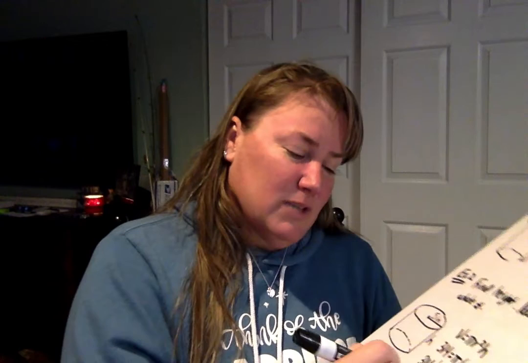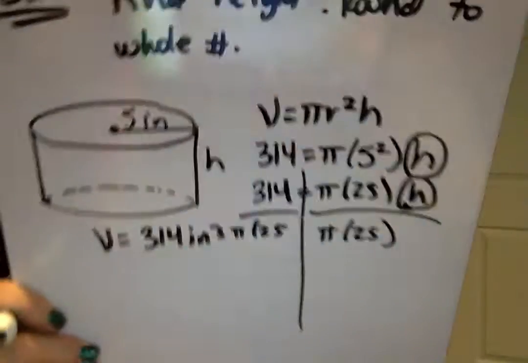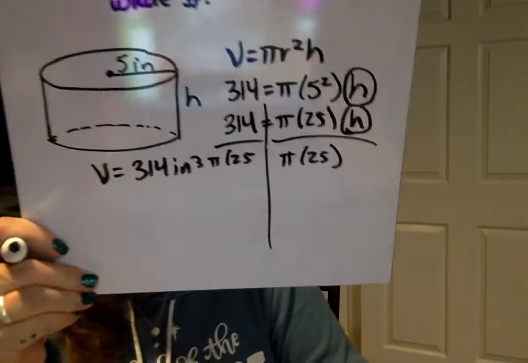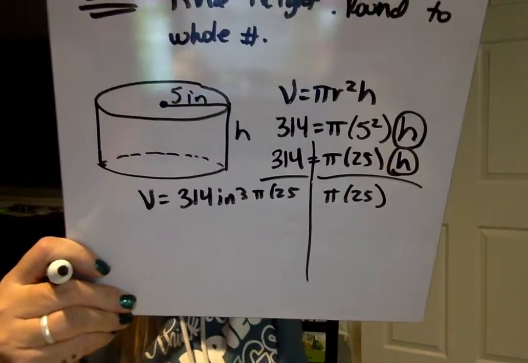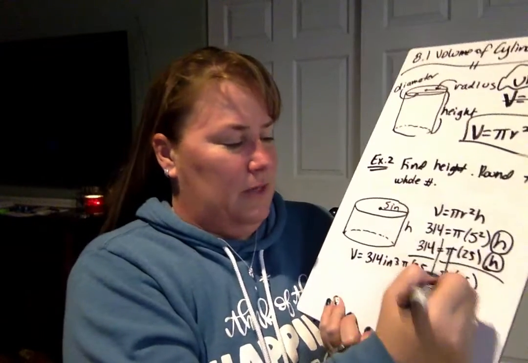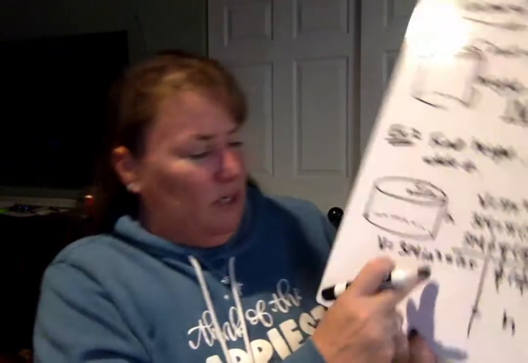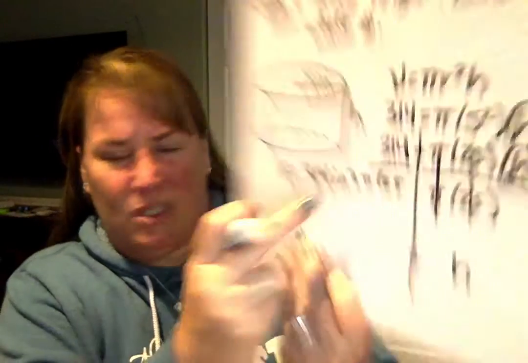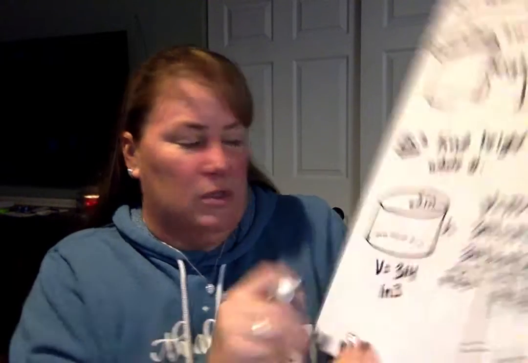And yes, I'm going to show you how to do this on calculator. So divide both sides by pi times 25. Okay, now, pi divided by pi is 1. 25 divided by 25 is 1. So we have h equals, and this is what was given right here. I'm just going to erase this because it's a little too close. So, inches cubed, there.